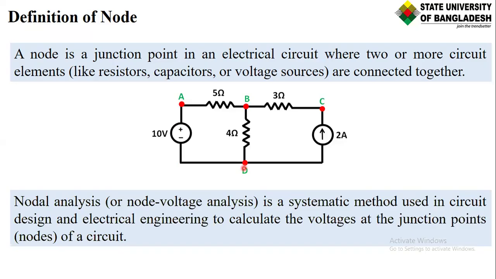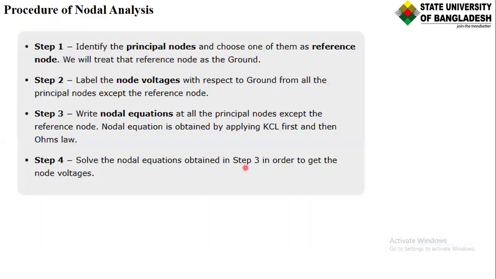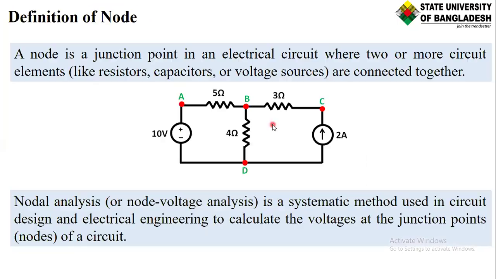Now how can we do nodal analysis? There are some procedures that we have to follow to apply this technique to solve the electrical circuit. Let's see that. In the very first step, you have to identify the principal nodes and choose one of them as a reference node. We will treat that reference node as the ground. Since it's a very simple circuit, there are 4 nodes that you can see.